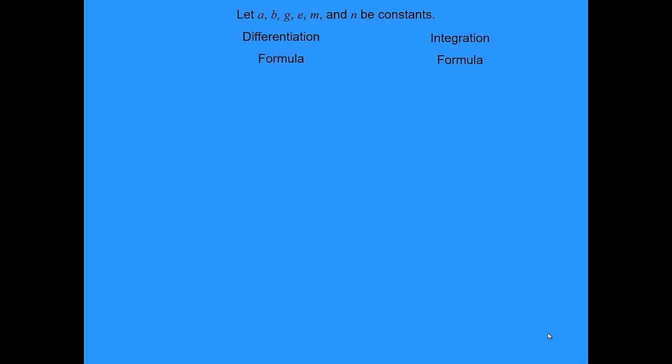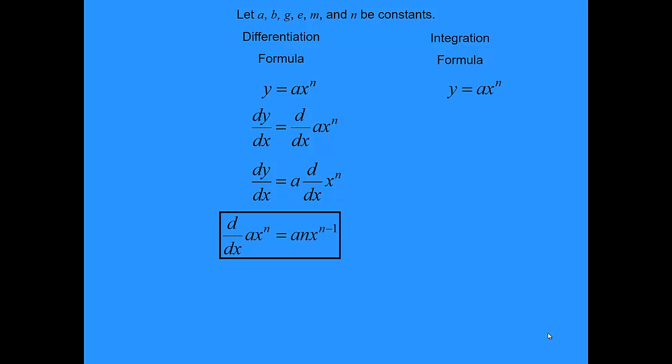Now, other than that, the other kind of rules we know work the same in differentiation as they do in integration. Right? If we have a constant out front, ax to the n, we can factor that constant out front and take the derivative of what's left. We can do the same thing with integration. If we have a function y equals ax to the n, and we want to take the integral of y with respect to x, which is the integral of ax to the n with respect to x, evaluated from e to g, we can factor out the constant and then just take the integral.